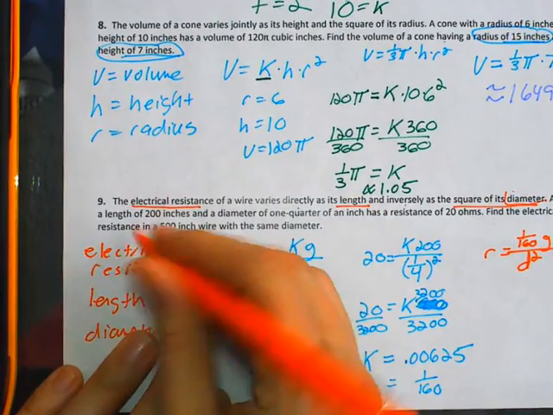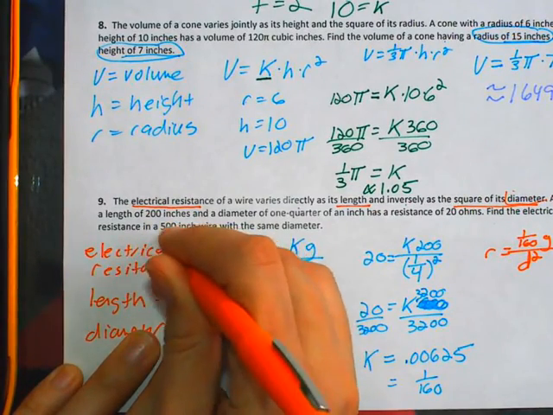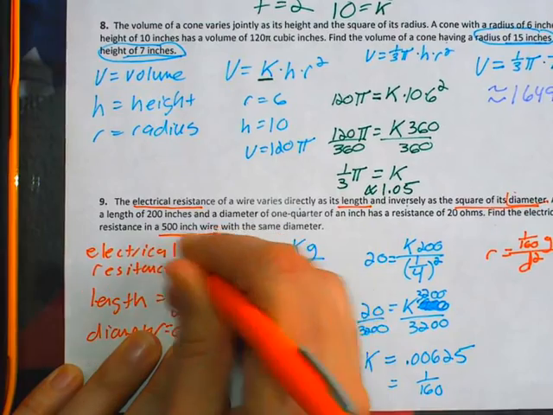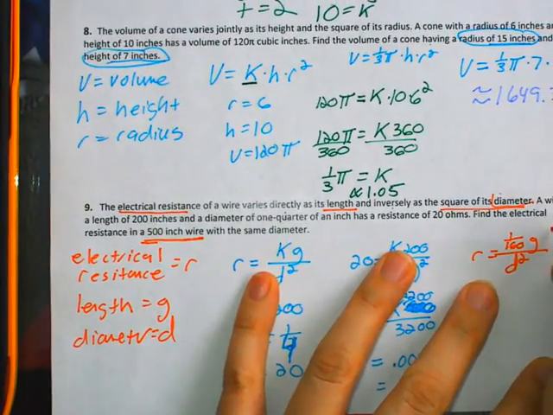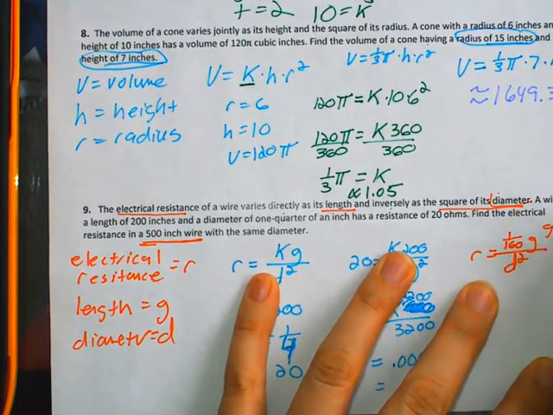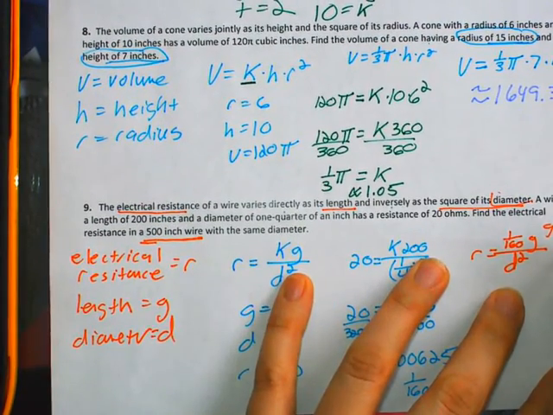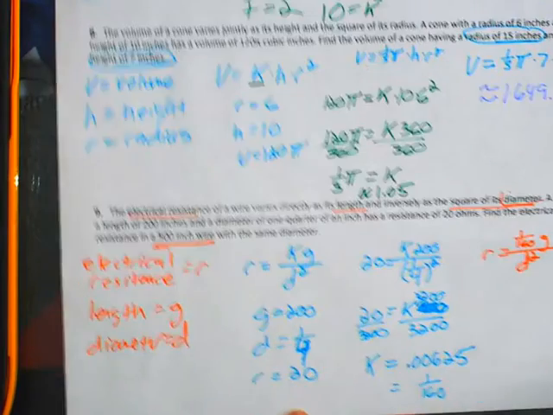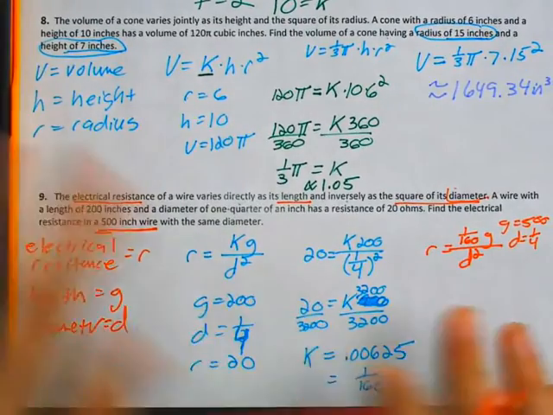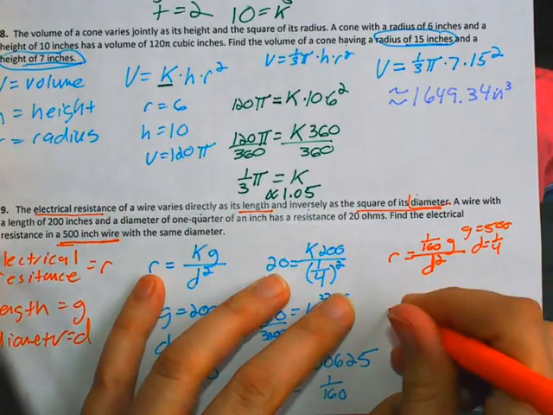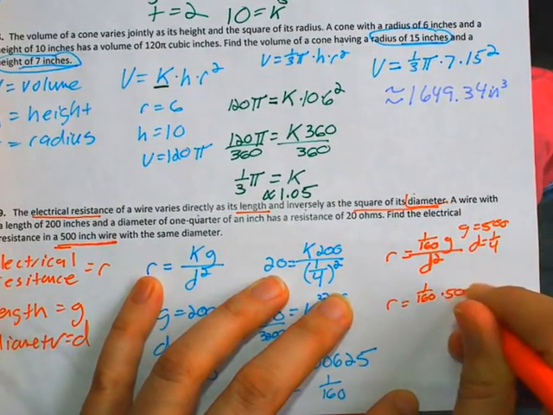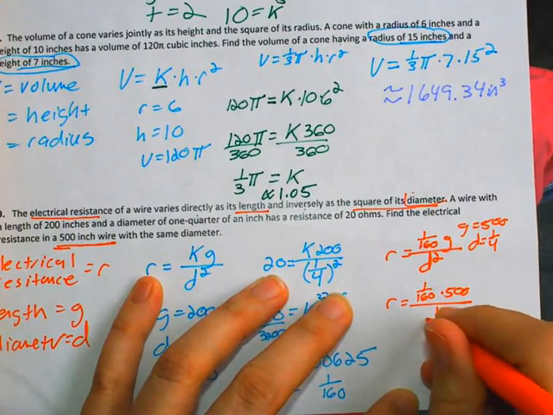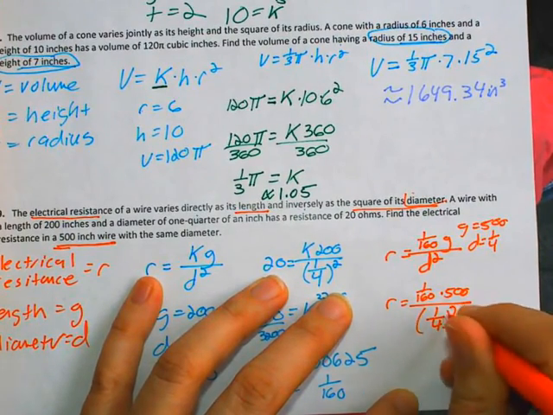So let's read the rest of the problem. It says find the electrical resistance in a 500-inch wire. Okay, so that's my length. So G equals 500 with the same diameter. So D equals 1/4. It says the same as the other one. All right, so let's substitute in: R equals 1 over 160 times 500 all over 1/4 squared.